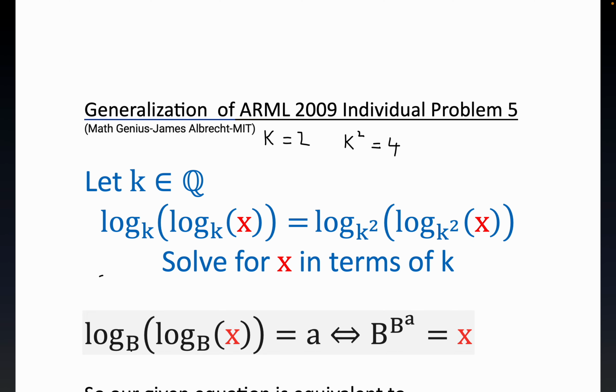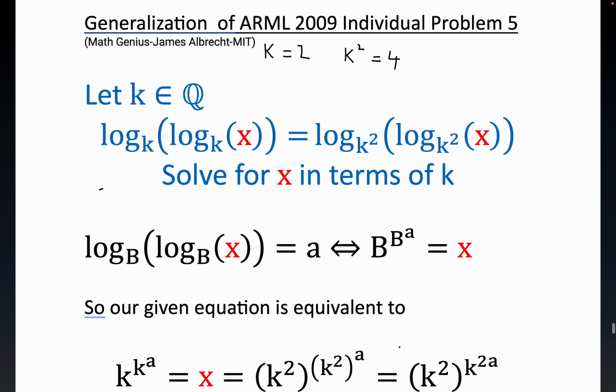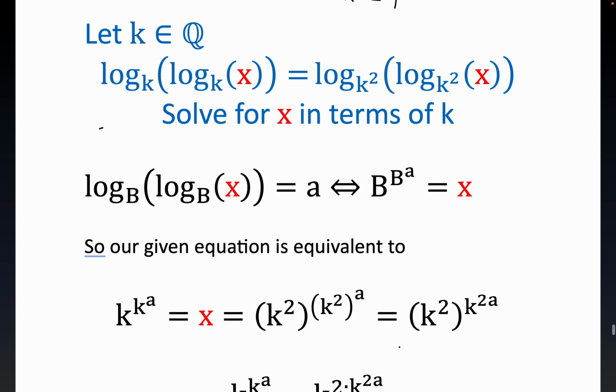Log base b of x and b to the x are inverse functions. So if we successively apply this twice, we get this equivalent statement. Okay. And so the given equation is equivalent to just this, okay? And again, that just follows from exponentiating base b twice, okay?